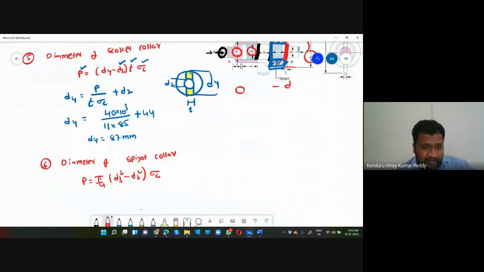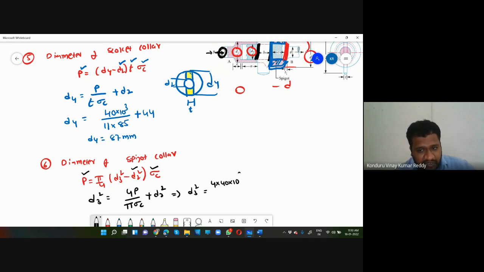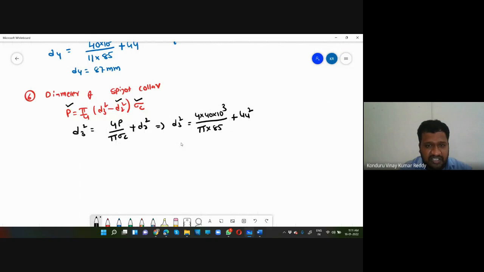Okay, here we know what is p value, we know what is d2 value, we know what is sigma c value. The thing is that we have to find out d3. d3 square is equal to 4p by pi into sigma c plus d2 square, which implies d3 square is equal to 4 into 40 into 10 power 3 by pi into sigma c is nothing but 85 plus 44 square. Okay, if you find out d3 value, thereby d3 is equal to 51.